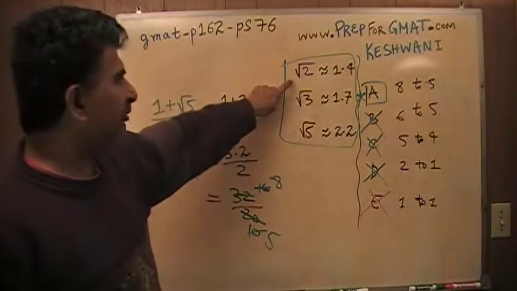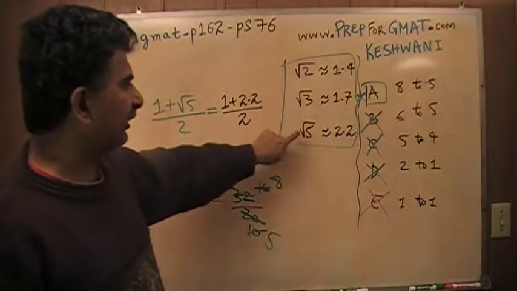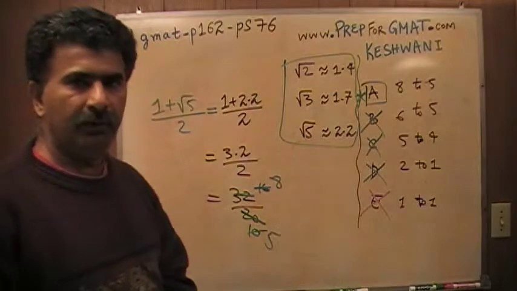Memorize these. You should know this by heart. Learn them by heart. Root 2 is approximately 1.4. Root 3 is 1.7. Root 5 is 2.2. Alright? Thank you.